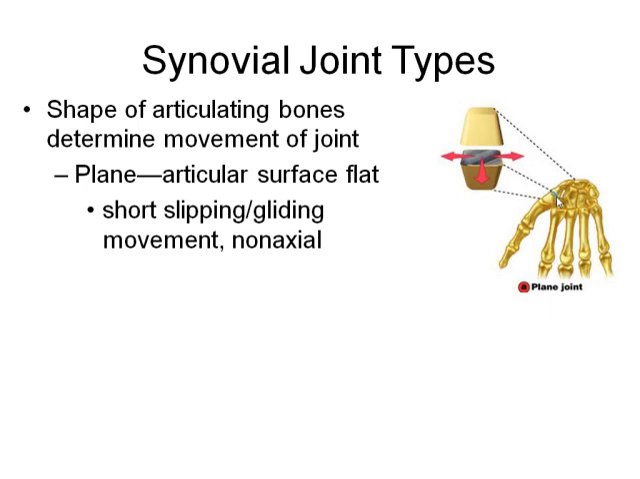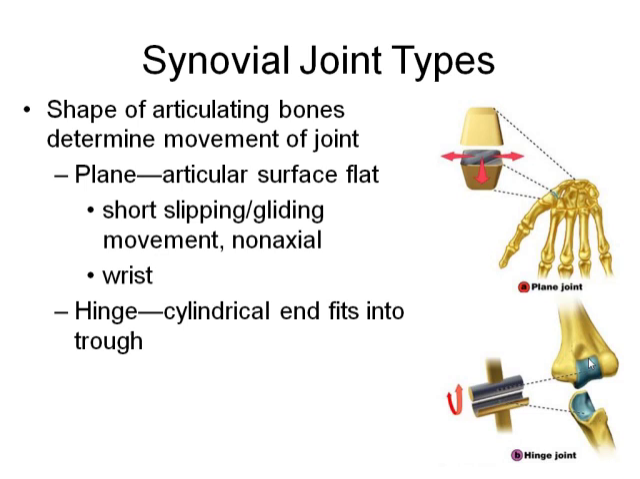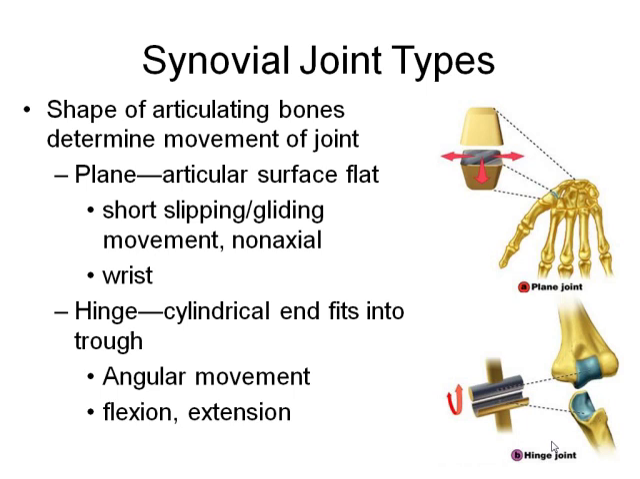Then hinge joints have a cylindrical end that fits into a trough. So you've got this round thing that fits in. This is your elbow joint. And it allows for angular movement. That is, you can flex and extend. You can straighten that joint or you can bend that joint, but only in one plane. And this is what we have in the elbow, in the ankle, and in the fingers, in the knee.